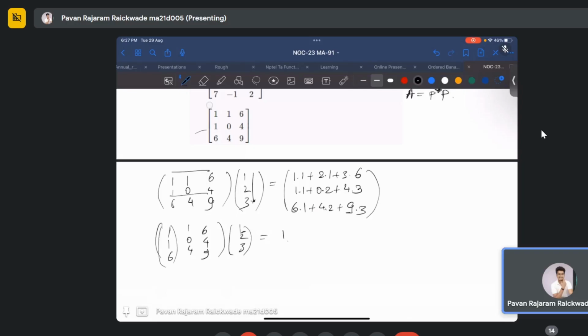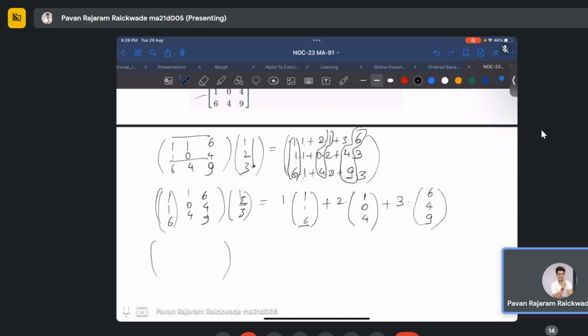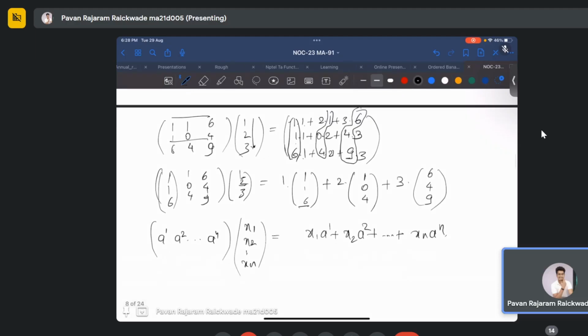Now I'm saying this matrix multiplication is in fact 1 times the first column plus 2 times the second column plus 3 times the third column. You can observe it here. So this is always the case. If you have any matrix, you can write it in terms of its columns, let's say A1, A2 until An are the columns of the matrix, and you have a vector in Rn, x1, x2 until xn. Matrix multiplication is simply x1 A1 plus x2 A2 until xn An. So this fact will be very useful in matrix computations. Try to adapt to this fact.